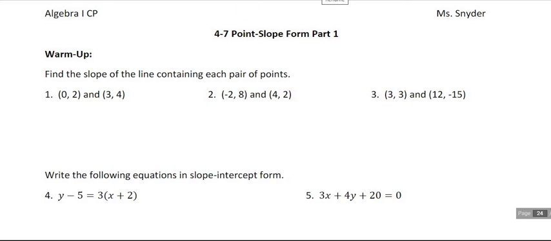Section 4.7 deals with point-slope form of a linear equation. 4.7 is broken into two sections because it is very, very important. So we've got 5 warm-up problems that we need to start with.